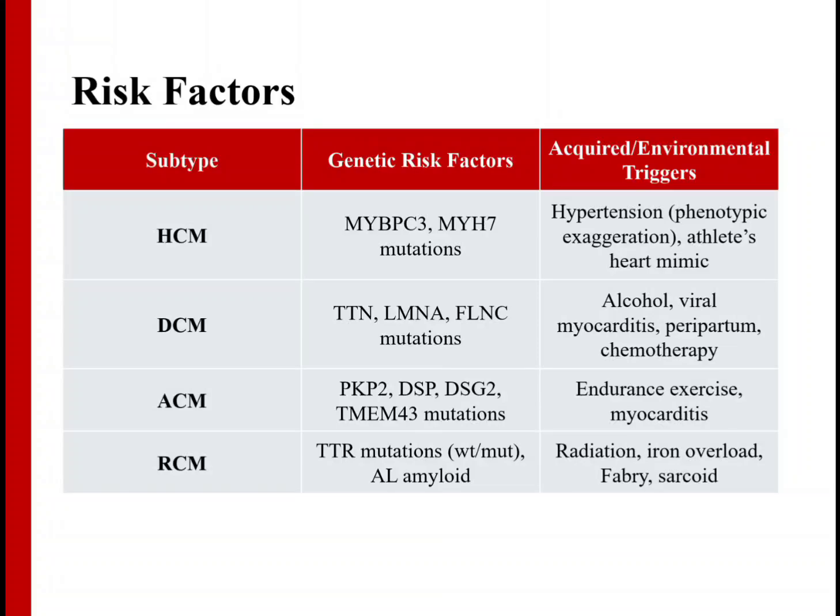The genetic basis for arrhythmogenic cardiomyopathy includes PKP2, DSP, DSG2, and TMEM43, which are all affecting desmosomal integrity. The environmental trigger is endurance exercise, which can accelerate disease progression and unmask arrhythmogenic potential. This is one reason why arrhythmogenic cardiomyopathy is often unmasked in athletes during screening or postmortem.